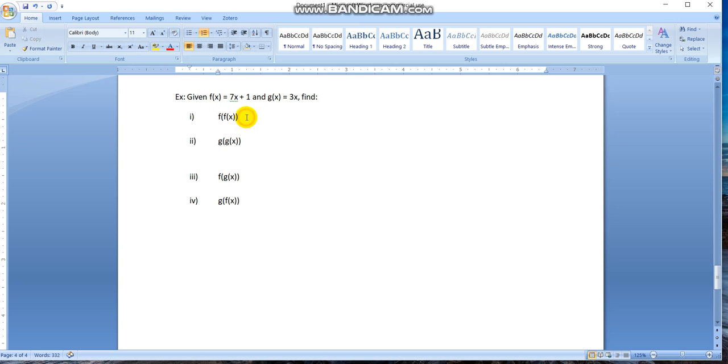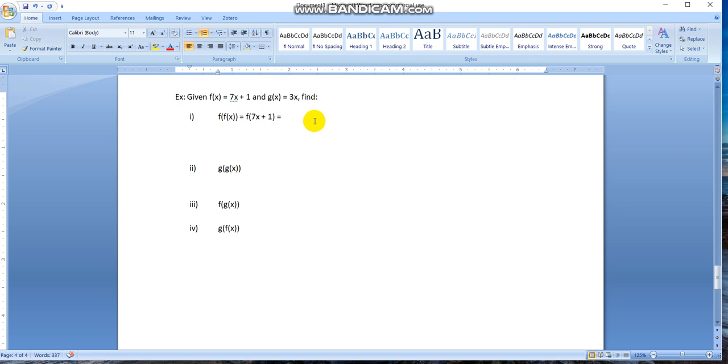So this is a little bit different. What we're going to do is determine f of x. We know f of x is going to be 7x plus 1. So this means we can substitute this right here. Okay, so now for everywhere we see an x here, we're going to substitute this expression 7x plus 1.